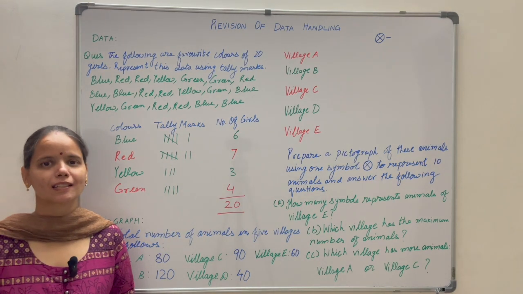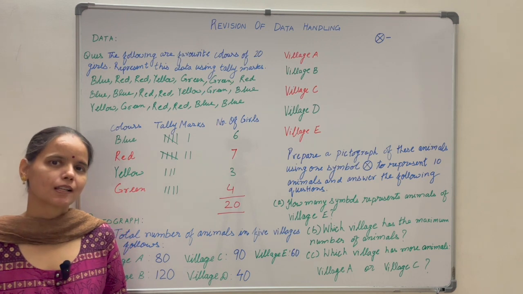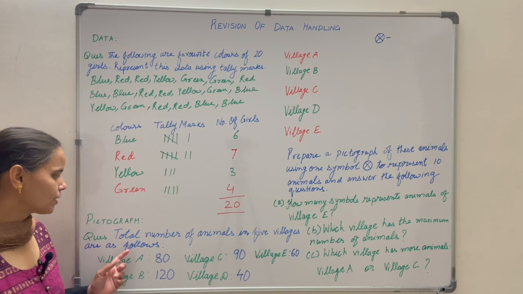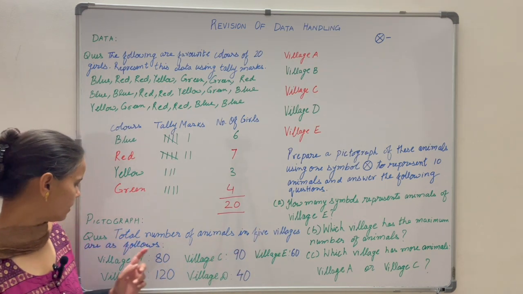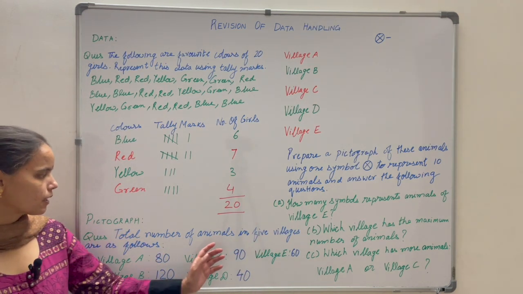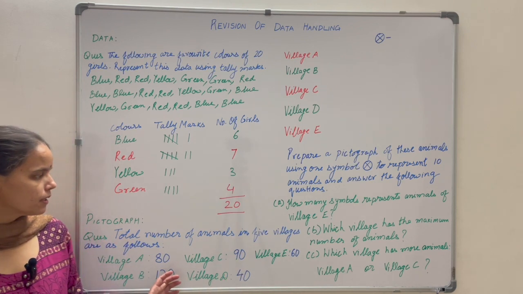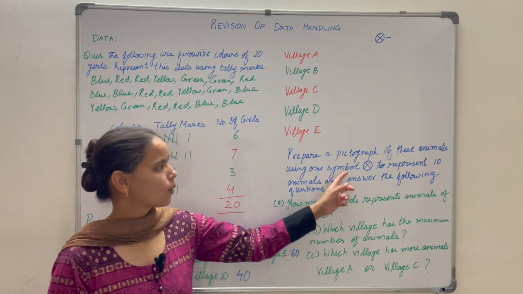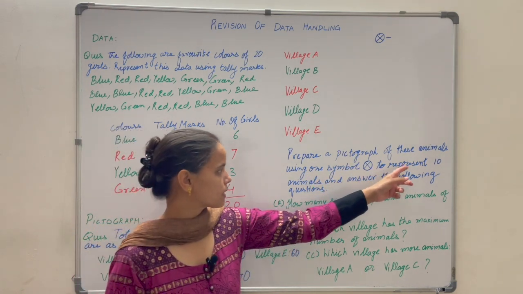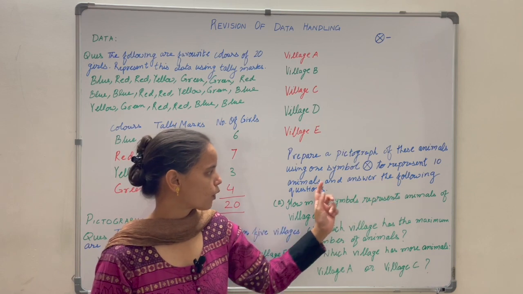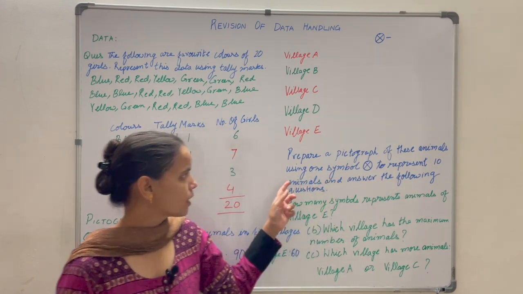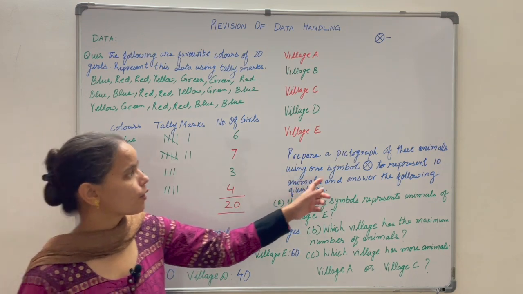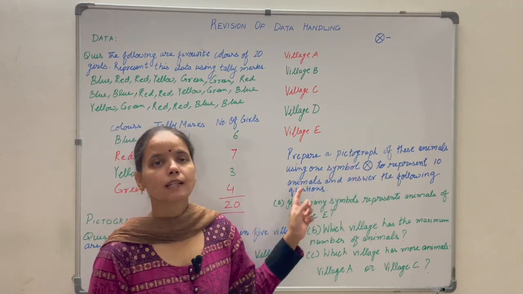Pictograph. It represents the data through pictures of objects. It helps to answer the questions on data at a glance. Let us take this question. Total number of animals in 5 villages are as follows. So this is the information about the animals in 5 villages. Prepare a pictograph of these animals using one symbol. This to represent 10 animals and answer the following questions. You have to prepare a pictograph for this information and you have to use this symbol to represent 10 animals.